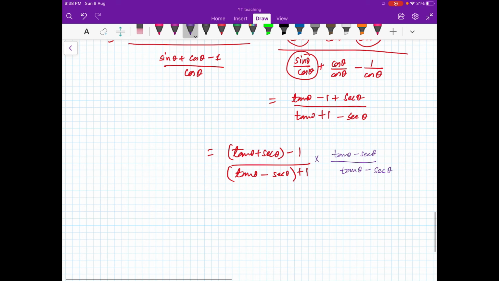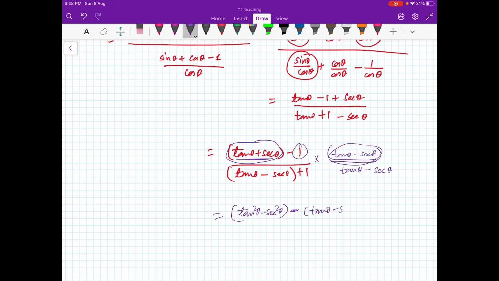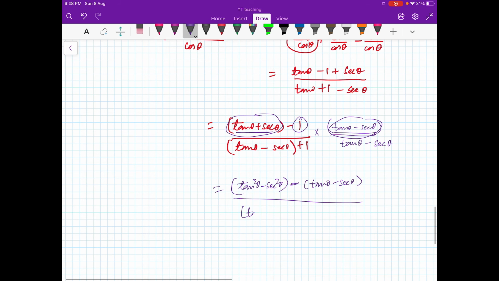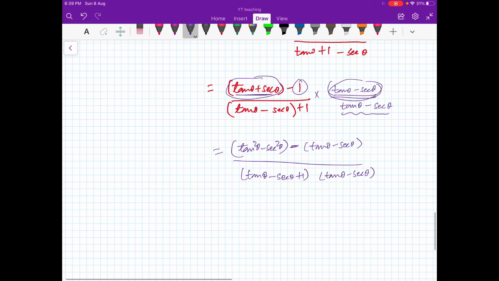So what you will get, you see in the numerator, you multiply this with this, so this is a plus b, a minus b, so you get tan square theta minus secant square theta, minus, you multiply 1 with this, so that is tan theta minus secant theta. And in the denominator you keep the things as such: tan theta minus secant theta plus 1, and this thing as such, tan theta minus secant theta.